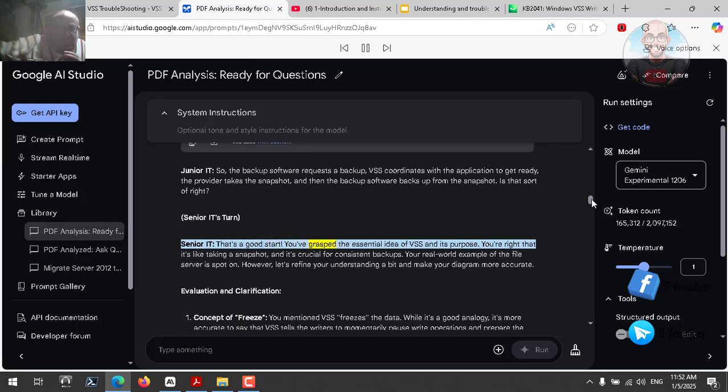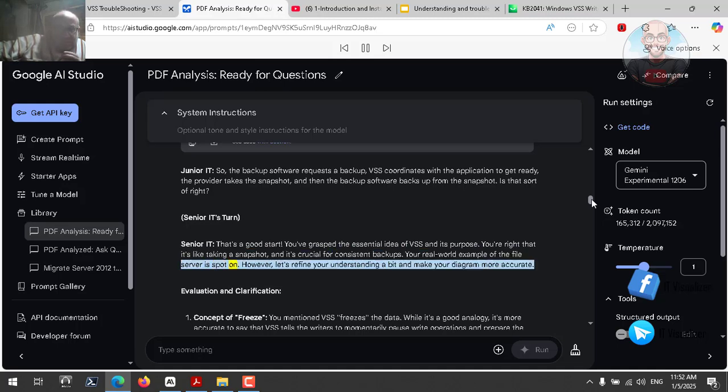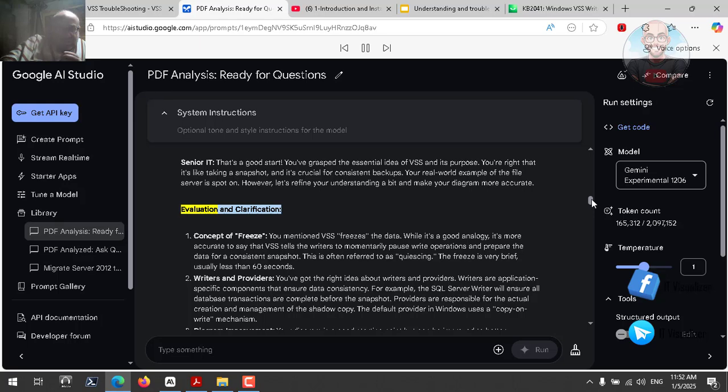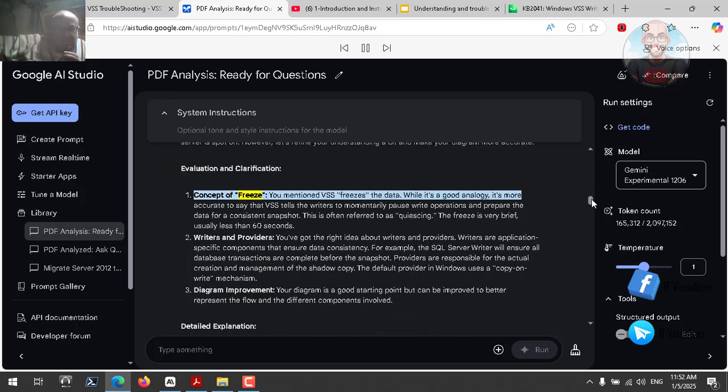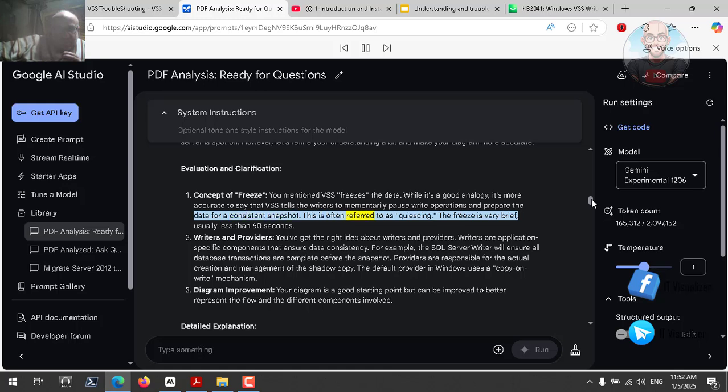That's a good start. You've grasped the essential idea of VSS and its purpose. You're right that it's like taking a snapshot, and it's crucial for consistent backups. Your real-world example of the file server is spot on. However, let's refine your understanding a bit and make your diagram more accurate. Evaluation and clarification. Concept of freeze. You mentioned VSS freezes the data. While it's a good analogy, it's more accurate to say that VSS tells the writers to momentarily pause write operations and prepare the data for a consistent snapshot. This is often referred to as quiescing. The freeze is very brief, usually less than 60 seconds.